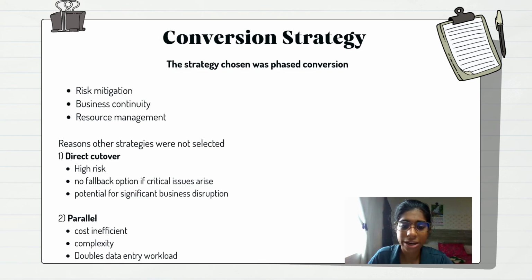The reasons why other strategies were not selected: there were two that were not selected. First would be direct cutover. The second would be parallel strategy. Direct cutover was not chosen because of its high risk and no fallback option if critical issues arise, and also because of its potential for significant business disruption. For parallel, we didn't choose it because of its cost inefficiency, complexity, and also it doubles the data entry workload.